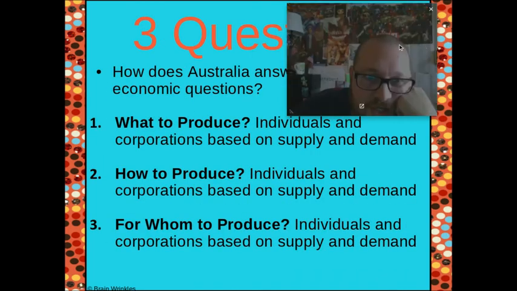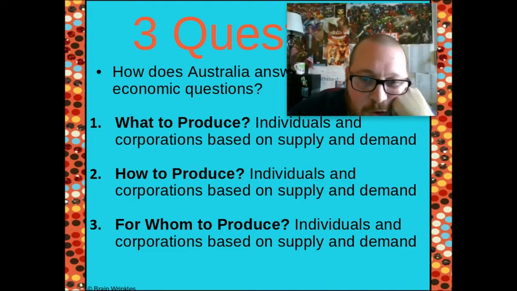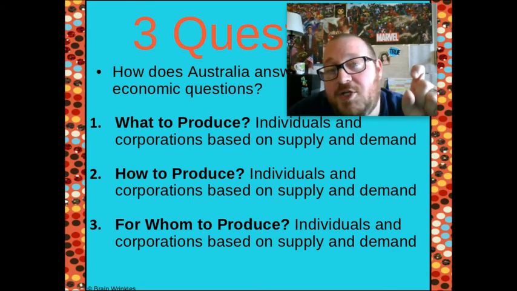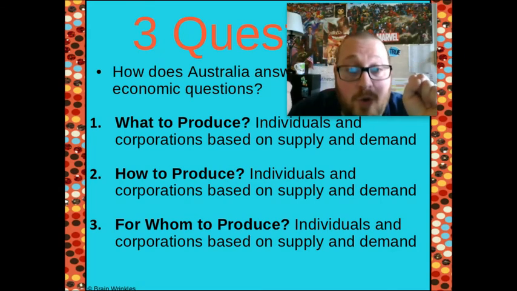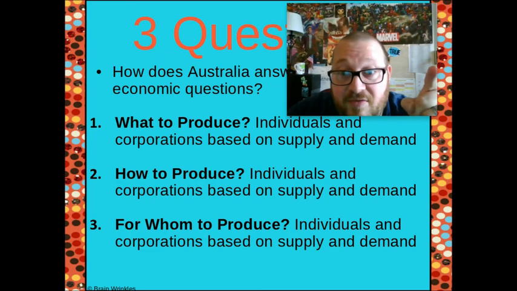Now, the three questions of how to produce, what to produce, and for whom to produce, they all come down to different things. What to produce? Individuals and corporations based on supply and demand. How to produce? Individuals and corporations based on supply and demand. And for whom to produce? Say it with me. Individuals and corporations based on supply and demand.